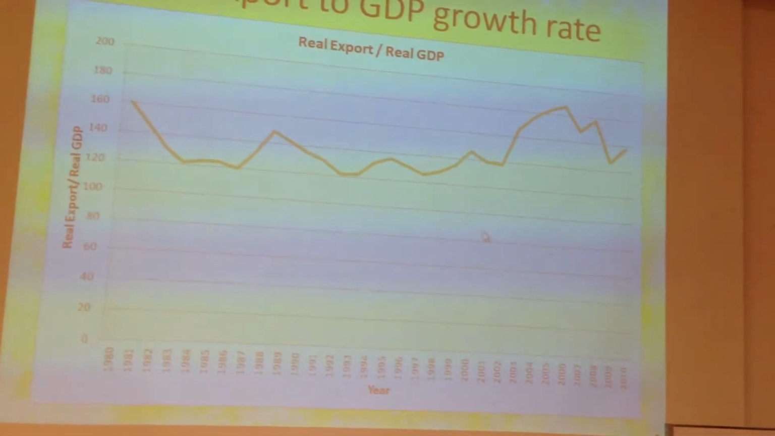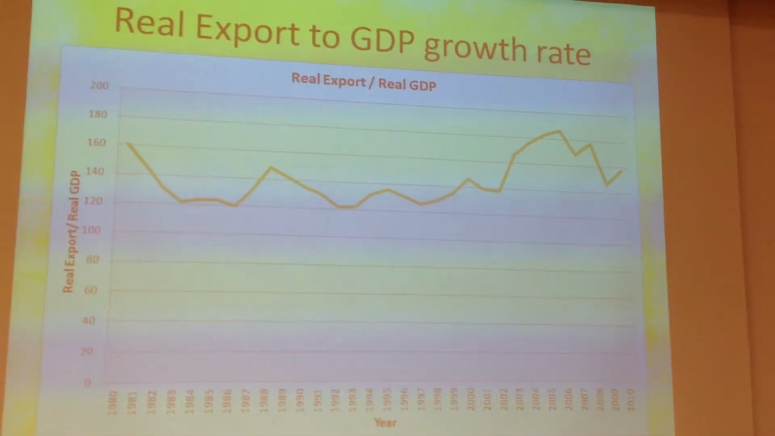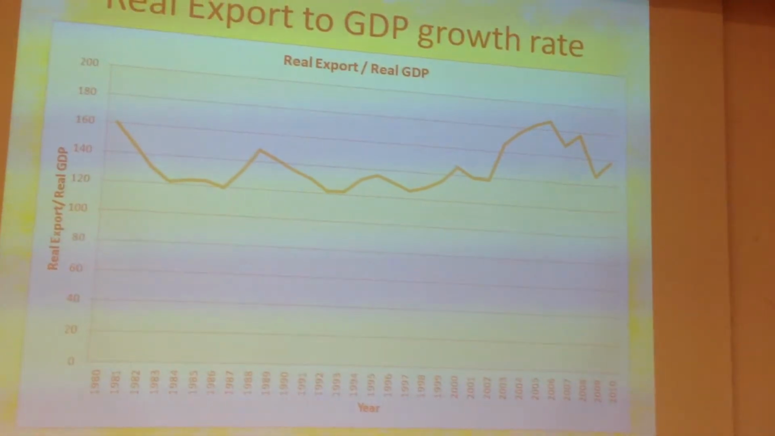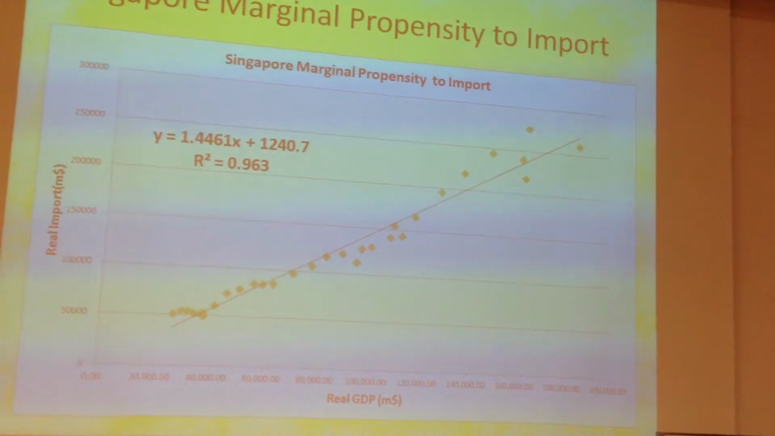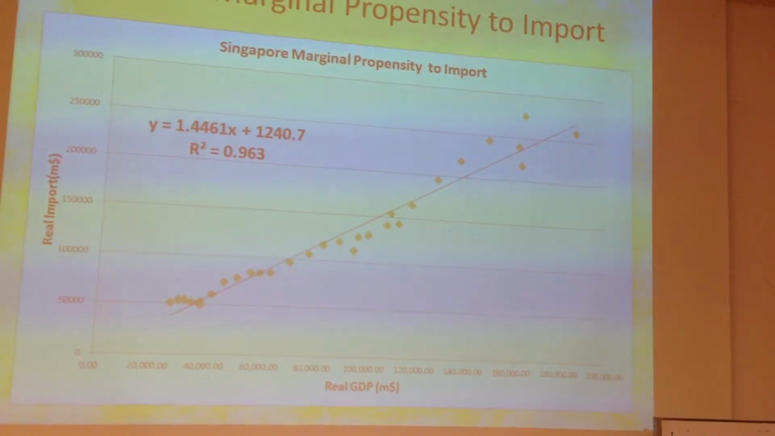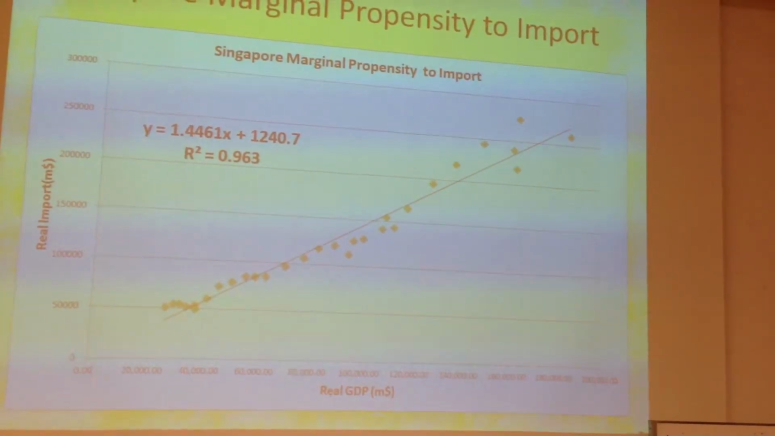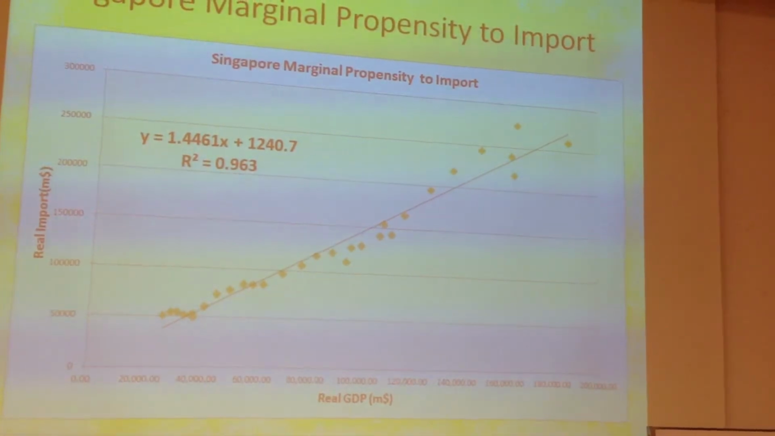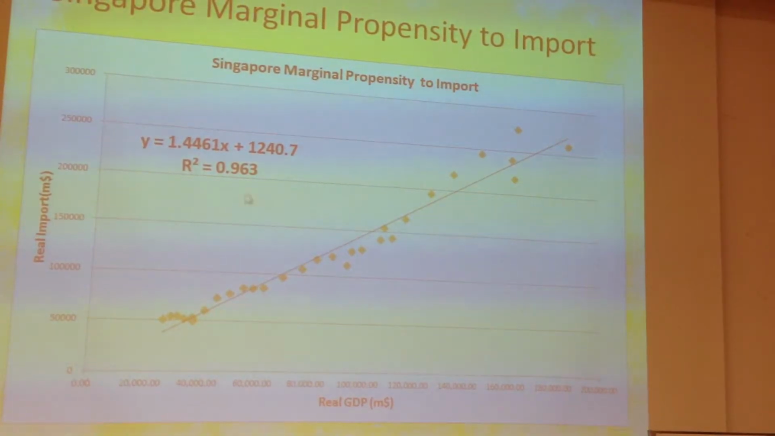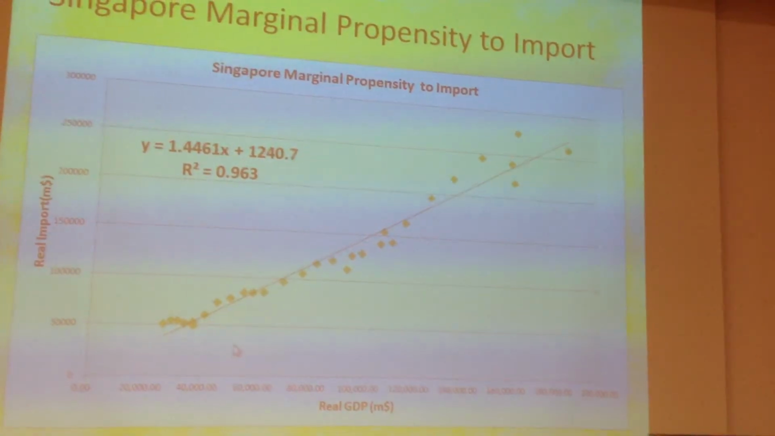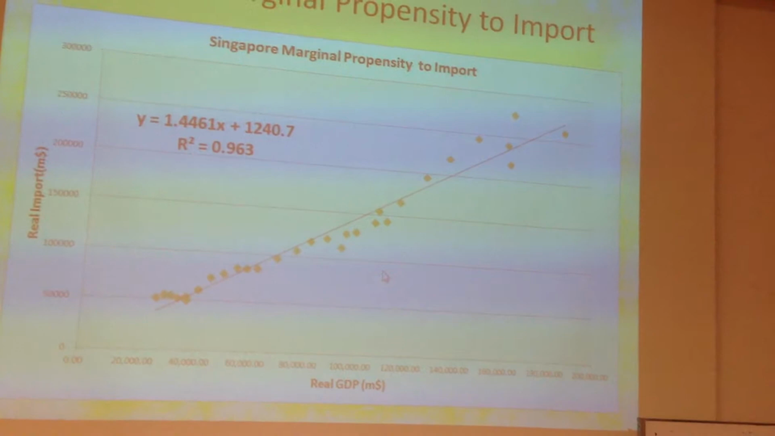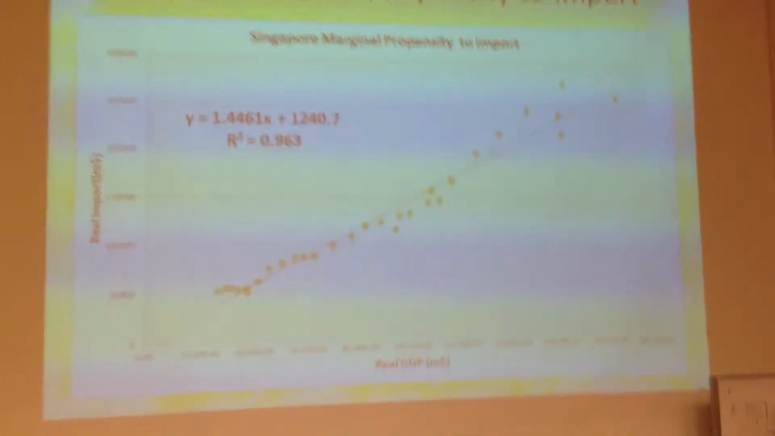Then next one, a chart highlighting an estimate of Singapore's marginal propensity to import. So, how to estimate marginal propensity to import? This is what you do. You plot a graph. We call that a scatter diagram. All the dots are known as a scatter diagram of real import, with real import on the y-axis and real GDP on the x-axis. Each dot represents 1 year of import against GDP. So if you have 30 dots, they represent 30 years of data. Then you join it up with a trend line.